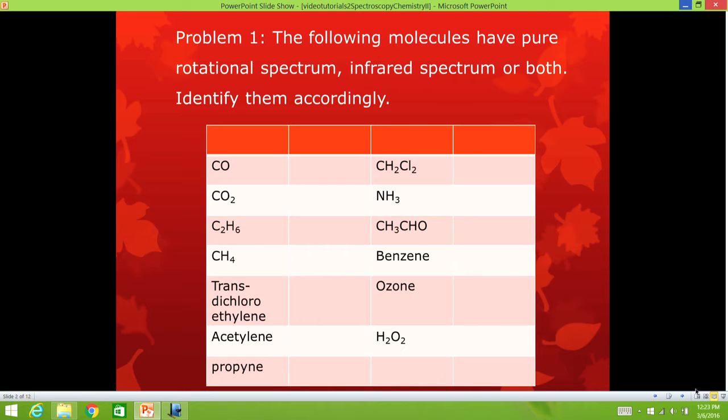The important point is, for a molecule to have a pure rotational or a microwave spectrum, the molecule should have a permanent dipole moment in its equilibrium geometry or in its equilibrium configuration. For a molecule to have an infrared spectrum, during the vibrational motion, the dipole moment must change.